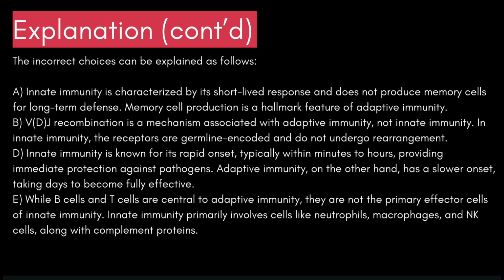Innate immunity is known for its rapid onset, typically within minutes to hours, providing immediate protection against pathogens. Adaptive immunity, on the other hand, has a slower onset, taking days to become fully effective. While B cells and T cells are central to adaptive immunity, they are not the primary effector cells of innate immunity. Innate immunity primarily involves cells like neutrophils, macrophages, and natural killer cells, along with complement proteins.